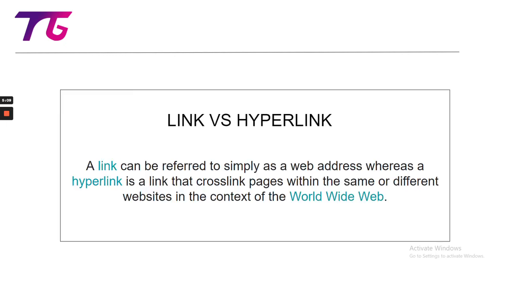Now, link versus hyperlink. What is a link and what is a hyperlink? They are both different terms. A link is simply a web address, but a hyperlink is present inside the document or web pages, which helps to move from one part of the web page to another part of the same web page or a completely new web page.